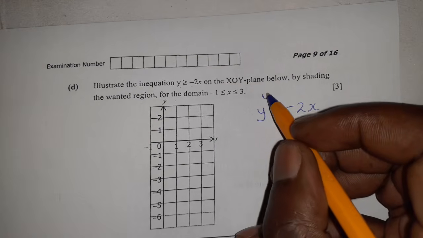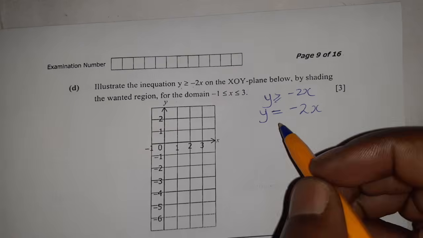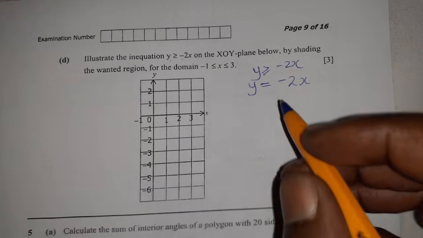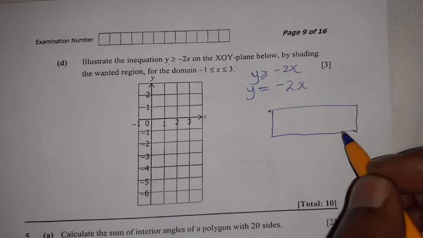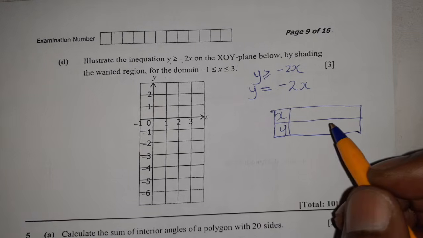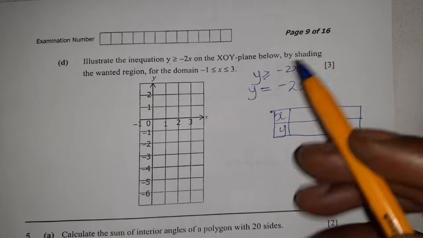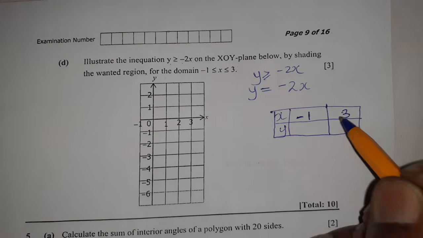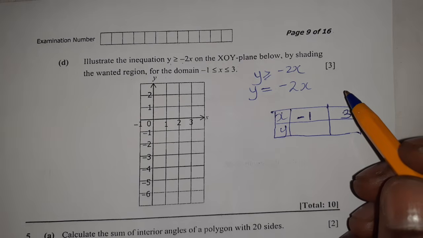Of course, I know that we are dealing with the inequality, but first you write it as an equation. Then in this case, what are we supposed to do? We need to come up with a table of coordinates, the x and y. The domain given here is from -1 up to 3. Just get the first one and the last one.